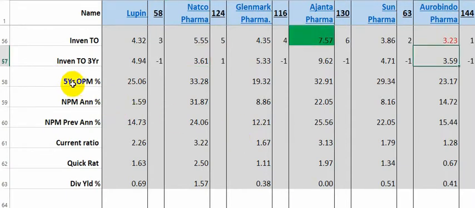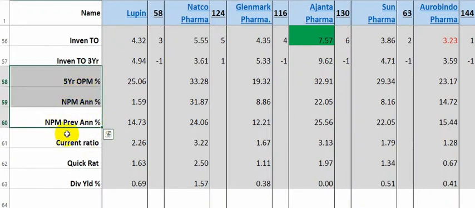Let us move on to the 5 years operating profit margin percentage. That is, what was the operating profit margin that the company has been earning on average over the last 5 years. And then we'll look at the latest NPM margin of the companies, and compare it with the previous net profit margin that the company had earned. These three ratios we'll look at together.